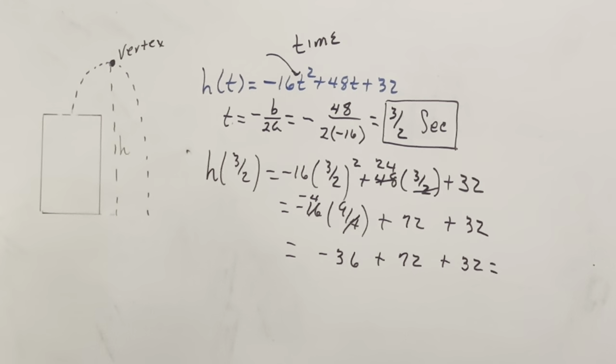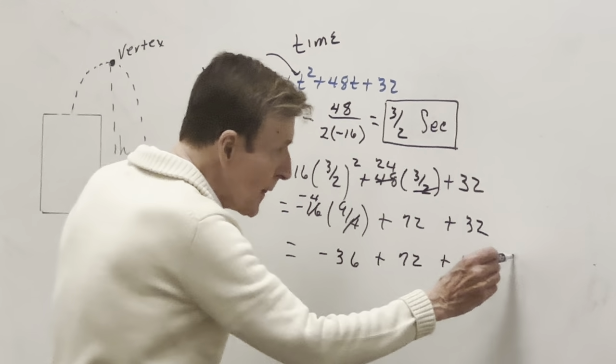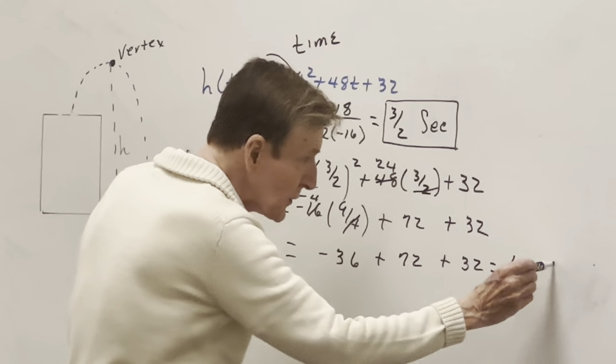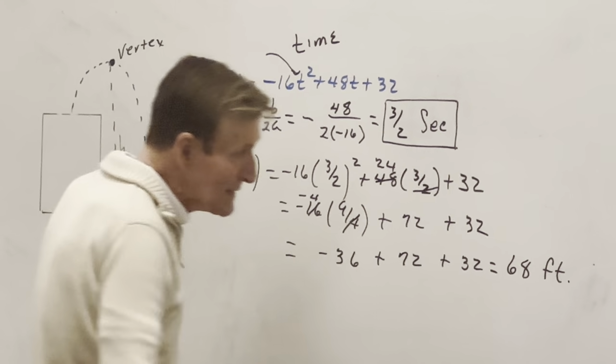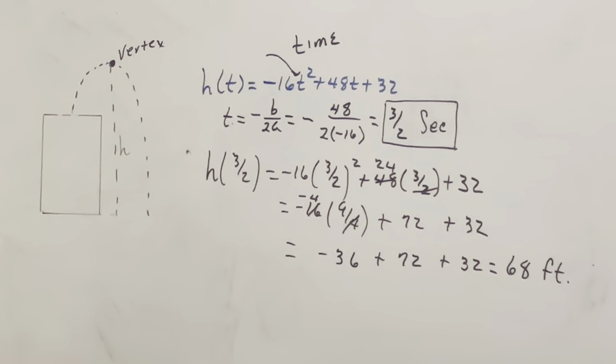Now, if there's no mistake, I think that's 68 altogether, is it? Put all those numbers together, is it 68? I think 68. And I think she gave me for the units for the height to be feet. I've answered the question.